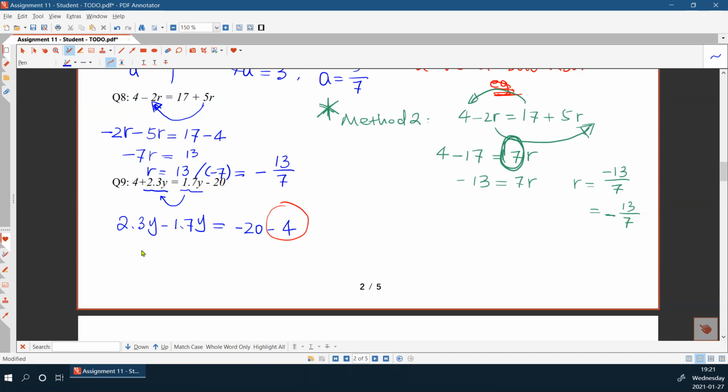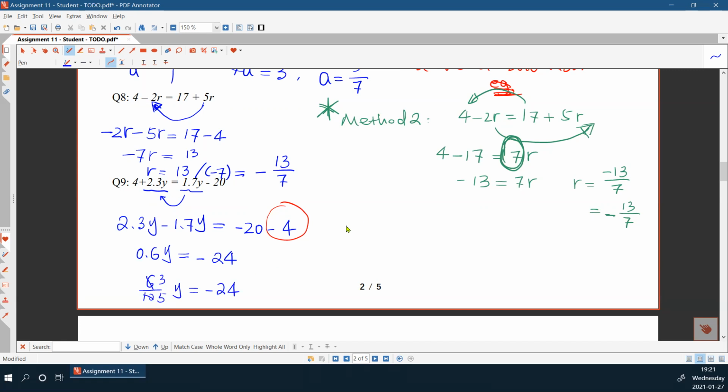Okay, so the left hand side becomes 0.6y and equal to minus 24, right? Okay, so next, in order to solve this, actually, it's better to change it to a fraction form. 0.6y is actually 3 over 5y. Why? Because 0.6 is 6 over 10, right? 6 over 10 is actually 3 over 5. Okay, 3 over 5y is minus 4.